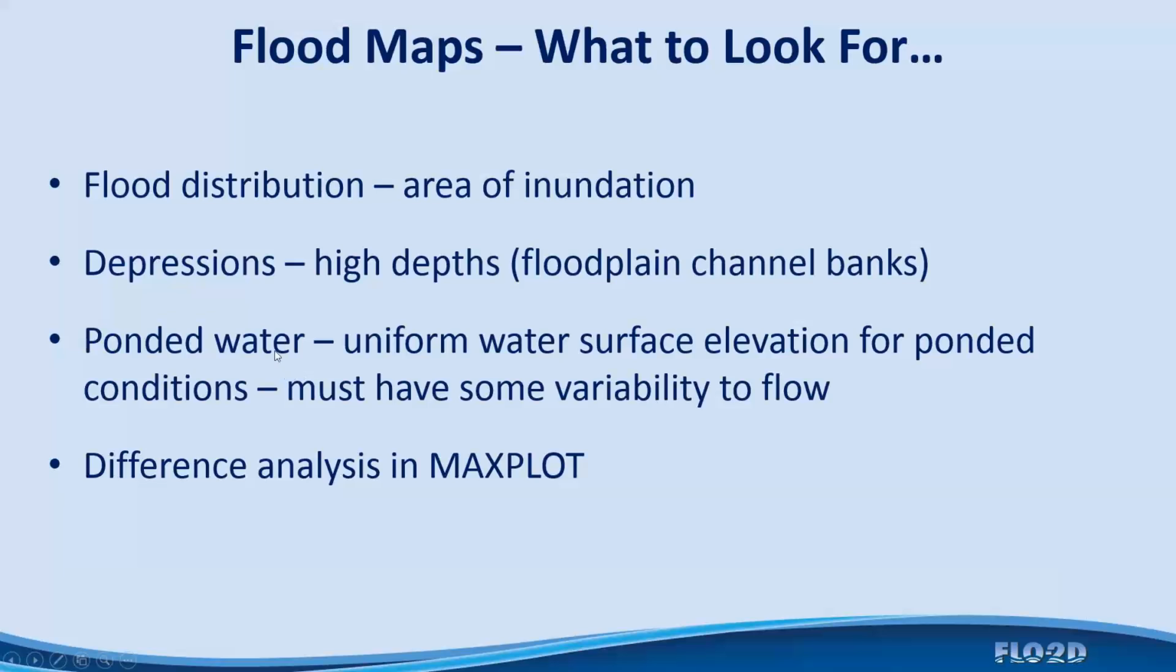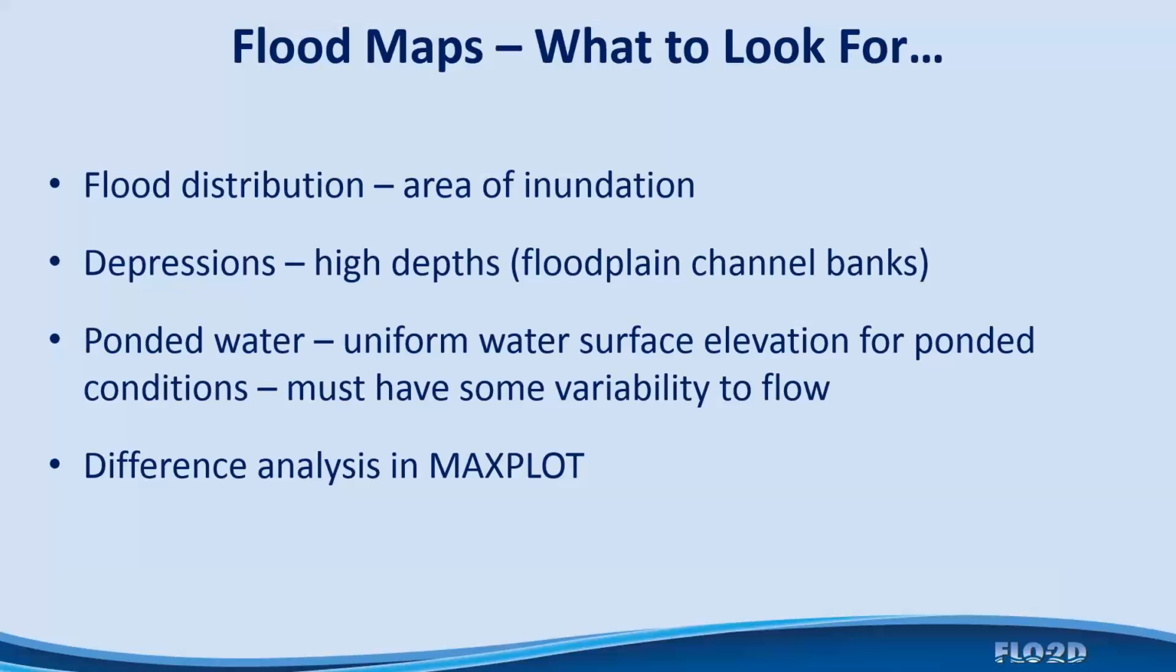you're putting in n values that essentially reflect a frictionless flow, but in reality, well, the Manning's n representation of velocity as a function of roughness is not appropriate because it's not a turbulent velocity profile in the ponded conditions.